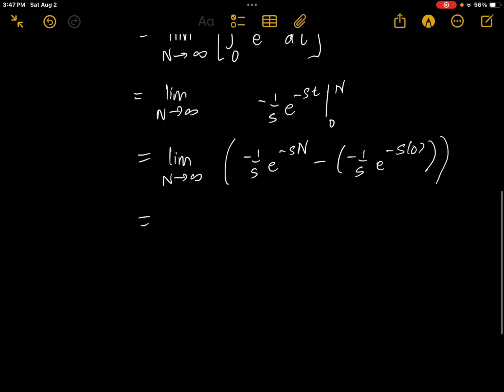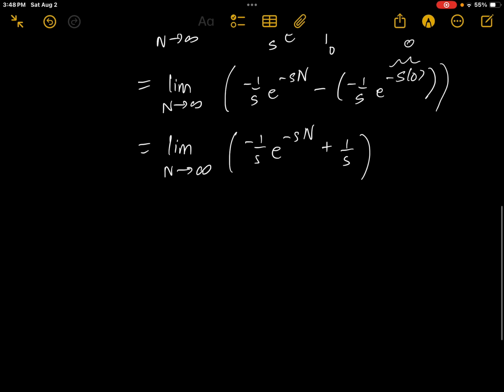And what is that going to give you? That's going to give you the limit as N goes to infinity of negative 1 over s times e to the minus sN, and then this minus minus is going to be a plus 1 over s, and then you have an e to the, well, this exponent is going to be 0. e to the 0 power is 1. So you're just going to have 1 over s, and now we're going to take the limit as N goes to infinity.